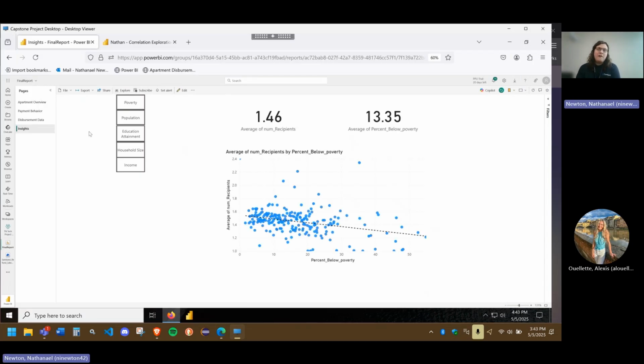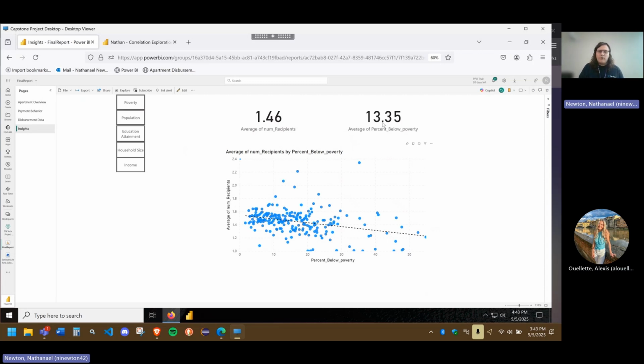Hello, my name is Ridge Longley, and I'll be kicking off the insights part of this presentation. For this part, what I worked on was the insights comparing the poverty rate with the average number of recipients. This is essentially a form of seeing how many people were rooming together on average based on the poverty rate. As you can see here, there is a slight downward trend, just as we saw last time.